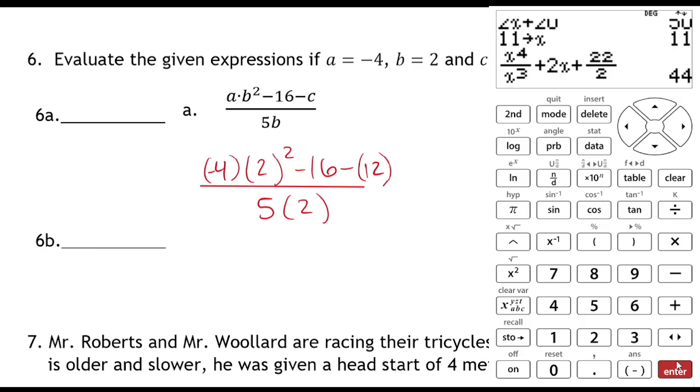So I'll do this old school. That's going to be negative 4 times a positive 4, which is going to be a negative 16, minus another 16, minus the number 12. And I'm going to be dividing whatever that is by 10. So 16 and 16 is 32. And if I take away another 12, it's going to be the number 44. So 44 over 10 is our answer.